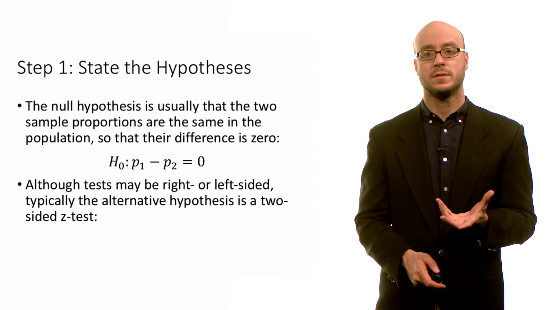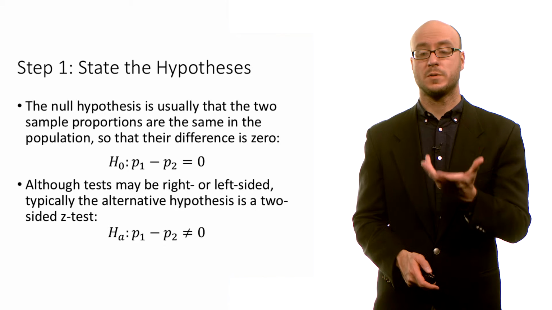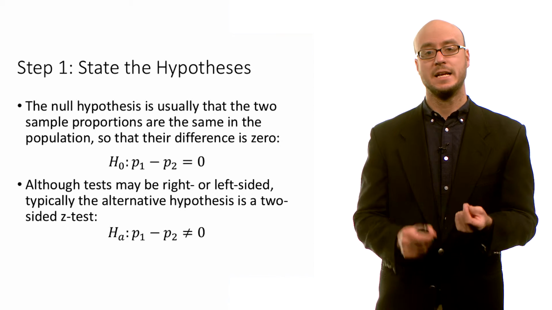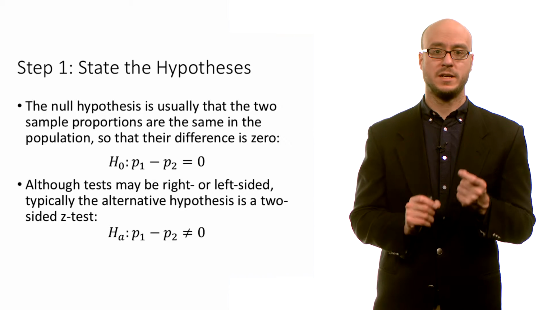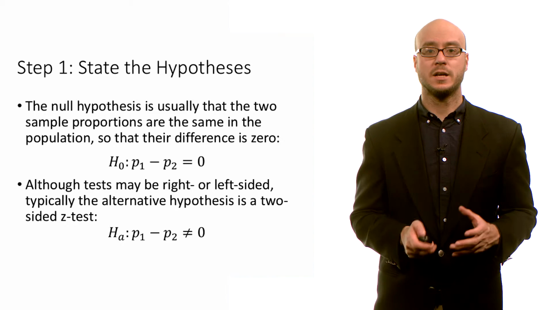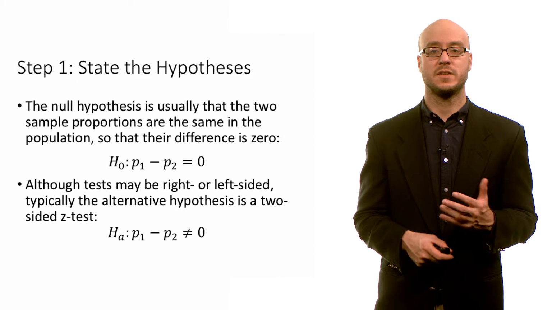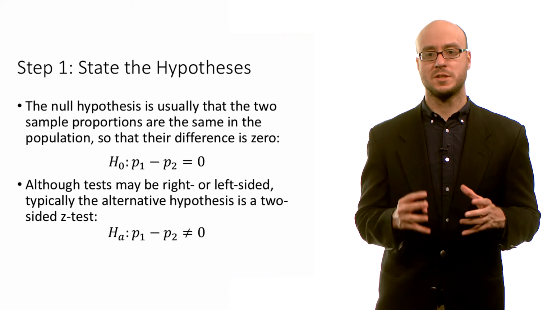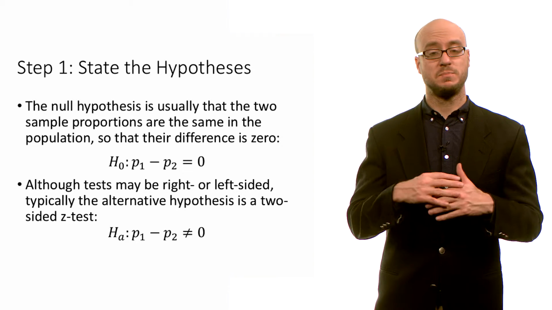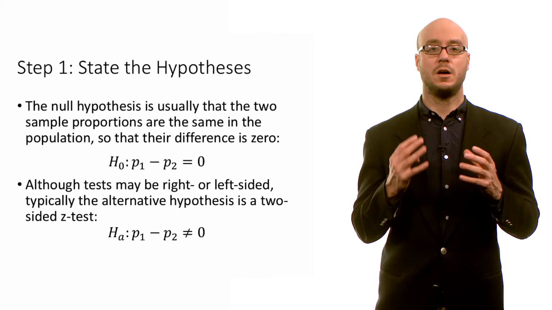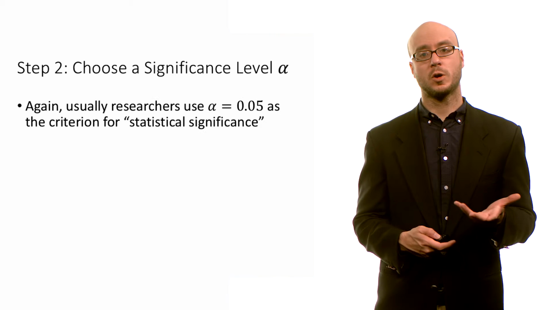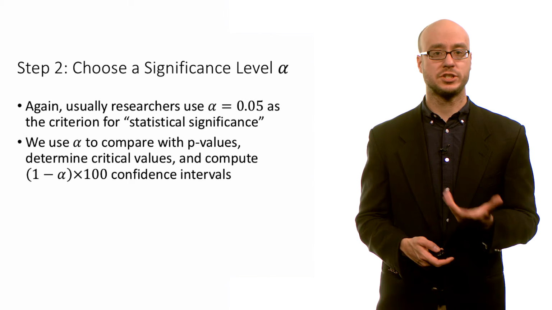The alternative, for the purpose of this course, we're going to focus on a two-sided test. So the alternative will simply be that they're different, that P1 minus P2 is not 0. That's the alternative. You can conduct right or left-sided tests for the difference of proportions, but for the purpose of this course, we're really going to focus on a two-sided z-test. The reason is that this is by far the most common alternative test when you're dealing with a difference of two proportions.